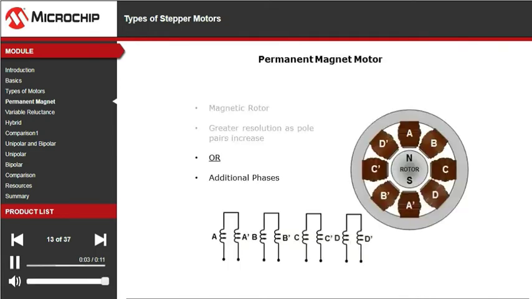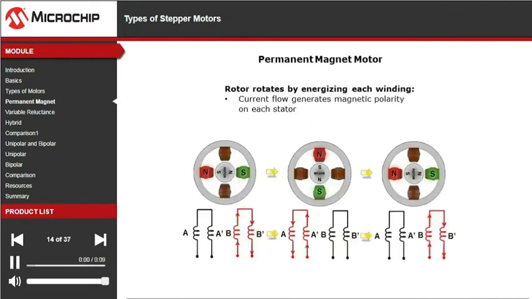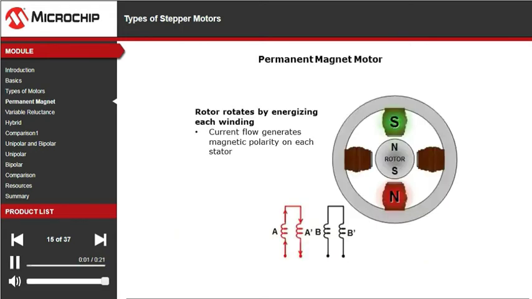Also, subsequent training modules will show that the resolution can be increased in a third way by using different stepping techniques. To rotate the rotor, voltage is applied to each phase sequentially. Again, current begins to flow, creating a polarity on each pole of that stator. Rotation in a particular direction is accomplished by applying voltage to the individual phases in a particular sequence. To rotate the rotor in the opposite direction, simply reverse this voltage sequence.